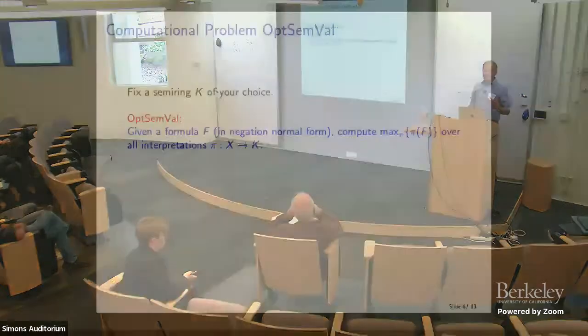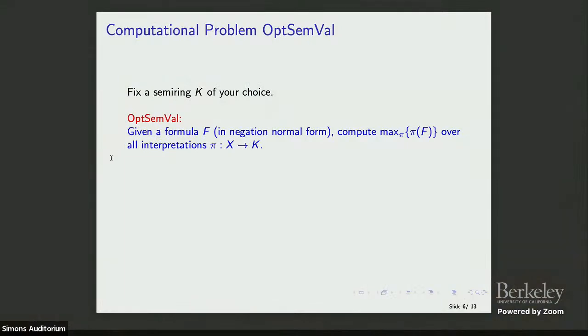So this is the computational problem we formulated. We call this opt-sem-val, the optimum value over every interpretation, where sem stands for semantics. So the problem is: let's fix some semiring, and given a formula, which I'll assume is in negation normal form, compute the maximum over all interpretations pi of that. It's a computation problem.